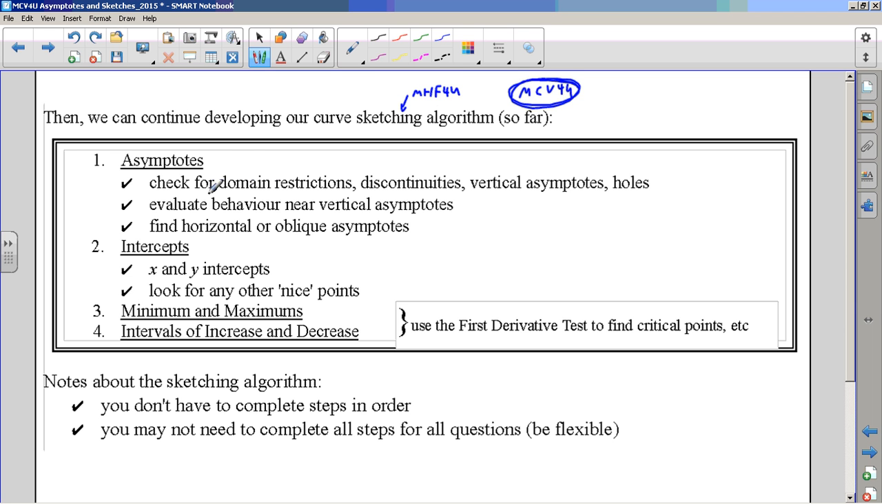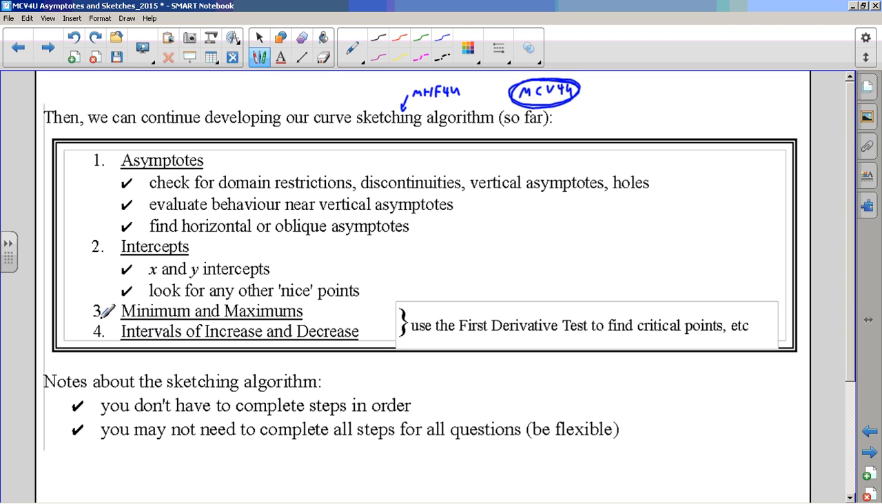So for asymptotes, we check for domain restrictions, discontinuities, vertical asymptotes, and holes, in case we have a hole, whatever that is; we'll hopefully remember it if we see it. Evaluate behavior near the vertical asymptotes, that's the limit as x gets close to a vertical asymptote, and then find the horizontal or oblique asymptotes. All function stuff, maybe with calculus notation dropped in there. Then intercepts, x and y intercepts, and look for any other nice points.